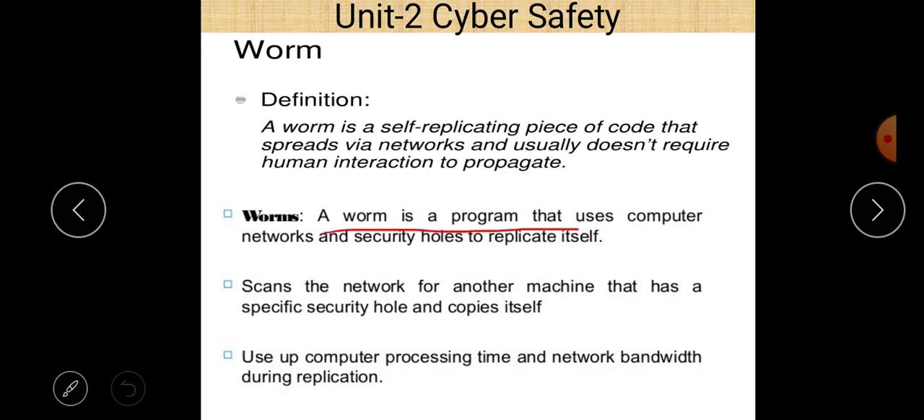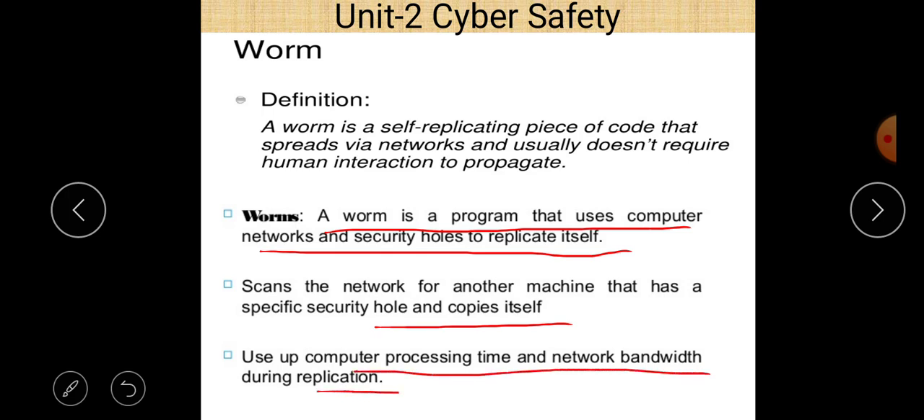A worm is a program that uses a computer network and security holes to replicate itself, and it scans the network for another machine that has a specific security hole and copies itself. The third point regarding worms is that they use up computer processing time and network bandwidth during replication. The two important things are: first, worms replicate themselves and eat memory. Second, they use computer processing time and network bandwidth, and due to this your computer may slow down when there is a worm in your system. So this is a type of malware.